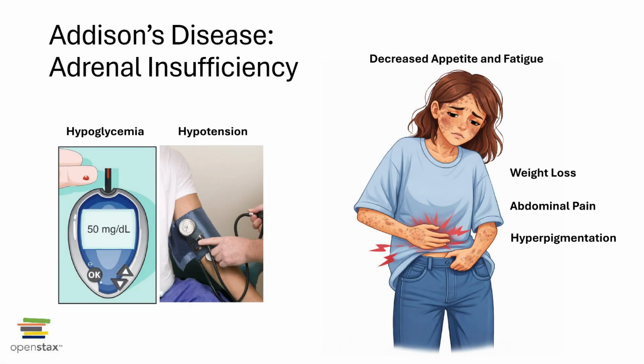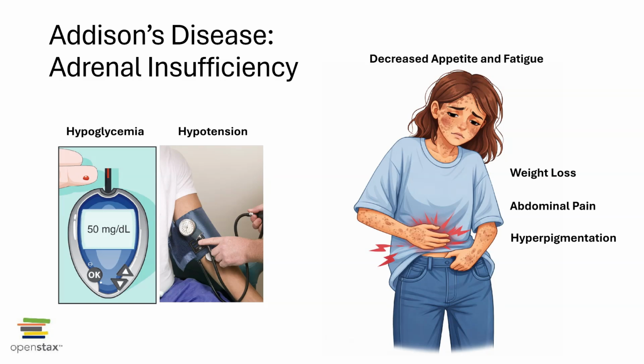In contrast to Cushing's syndrome that results from excess glucocorticoid signaling, Addison's disease results from adrenal insufficiency, leading to decreased production of glucocorticoids and mineralocorticoids. It is most often caused by autoimmune destruction of the adrenal cortex. Patients may experience decreased appetite, fatigue, hypoglycemia, hypotension, weight loss, and abdominal pain. Hyperpigmentation of the skin, scars, and mucous membranes may also occur.